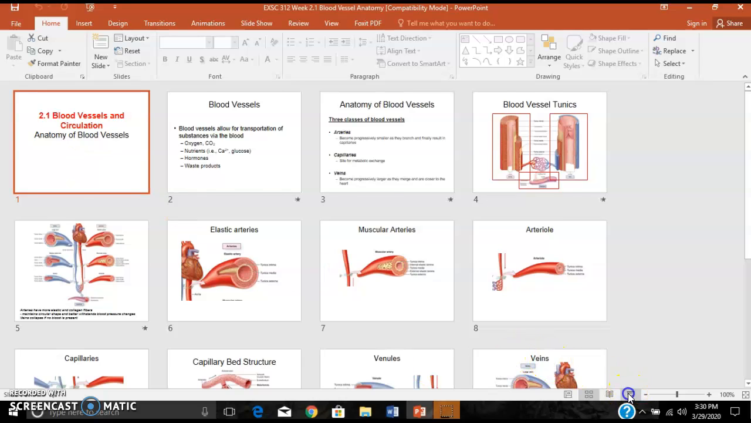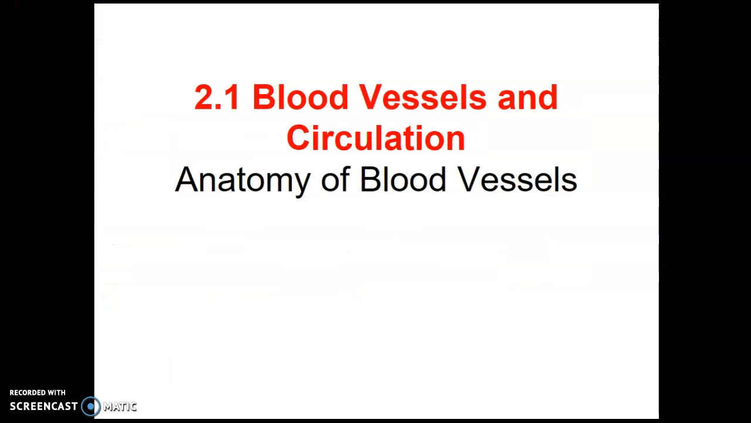All right, guys, now we're jumping into our second unit of content here. We will finish this up this week. We're going to talk about blood vessels and circulation. In this section, we'll talk about the anatomy of the blood vessels. In the next section, we will talk about how blood flows through those vessels.